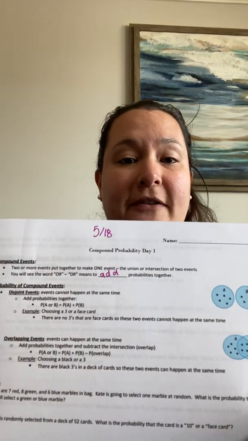So in this first part up here, we're talking about compound events. So two or more events put together to make one event, the union or intersection of two events. You will see the word or means that you're going to add the probabilities together. So fill in that word right there. All right, so if they're disjointed events, so that means two completely separate things, what you're going to do is you're just going to take the probability of the first one and add it to the probability of the second one, and then you're going to have the total probability.